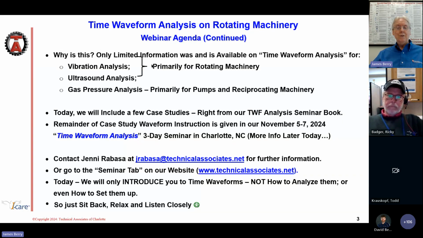So we're going to not only reveal what things cannot be detected without the time waveform, but also look at case studies. This will be right from our own time waveform analysis seminar book. The next time waveform analysis seminar will be November 5 through 7 this year here in Charlotte. And in a few moments at the end of the presentation today, we'll look at what other seminars might be available. I'm talking about just time waveform, right? That's going to be occurring.